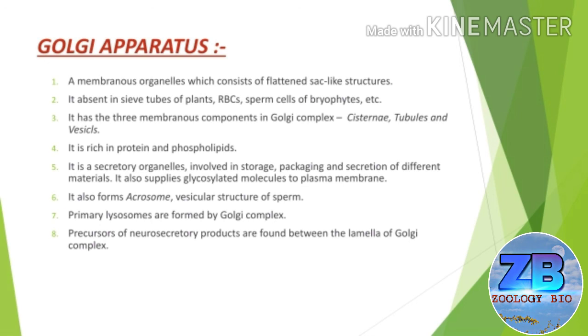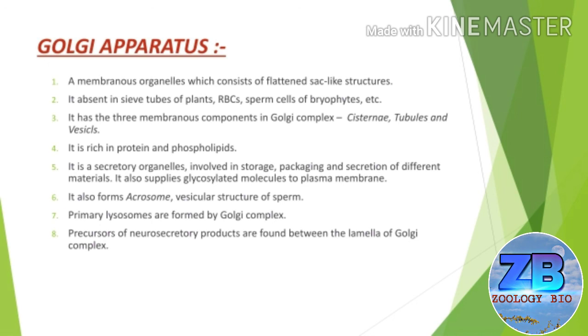Number four, some polysaccharides are formed in Golgi complex. These are then deposited on the new cell wall of growing cells. Number five, acrosome is a vesicular structure which is found in front of the nucleus in the sperm. It is formed from Golgi complex.